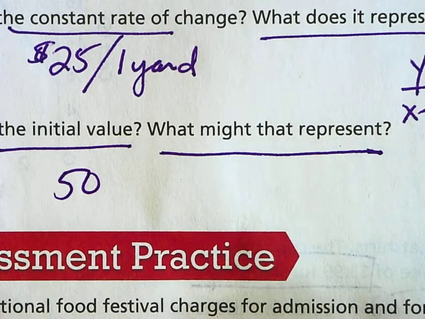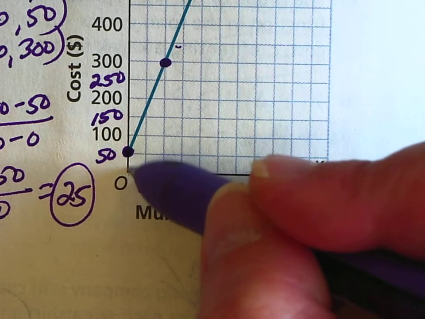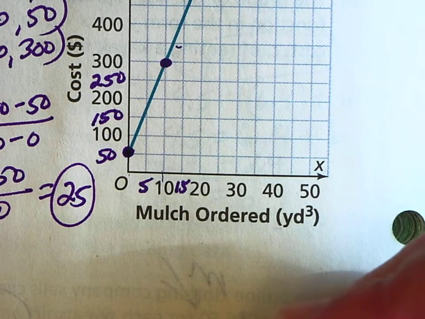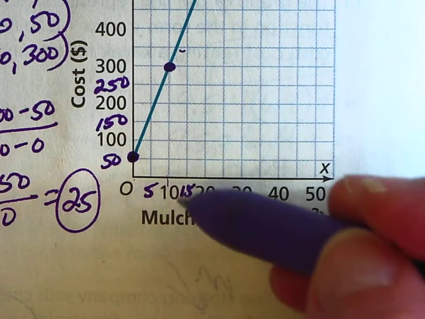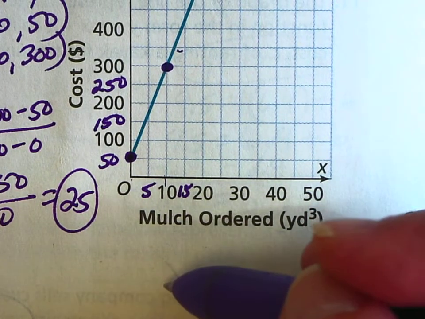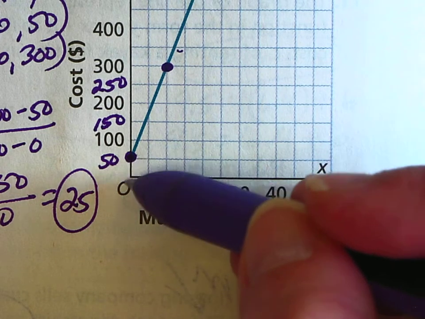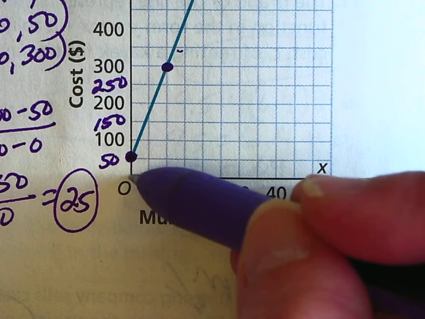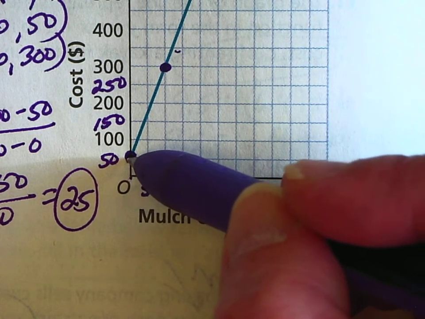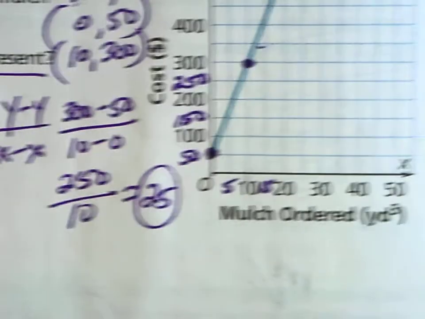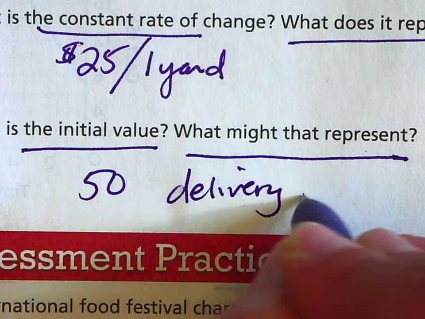Now, what might that represent? Well, let's take a look at this. You have to pay 50 bucks up front, and you haven't even gotten the mulch yet. So folks, that's probably your delivery fee. Mulch is what you would spread in your yard in the flower beds and stuff, so you usually order it by the truckload. That's probably your delivery fee because you haven't even got it yet. So you have to pay 50 bucks up front for them to deliver it to you, and then 25 bucks a cubic yard. So I would say that is the delivery fee.